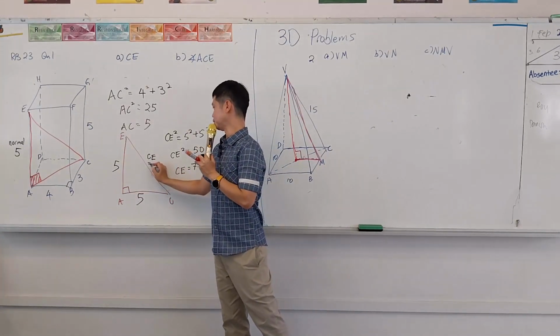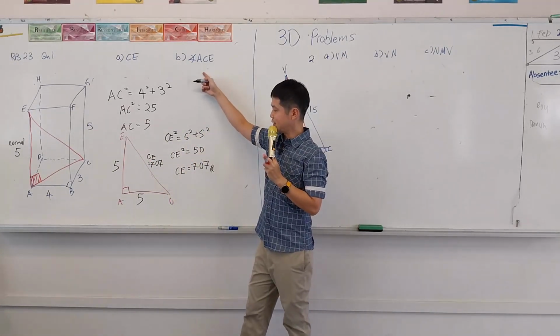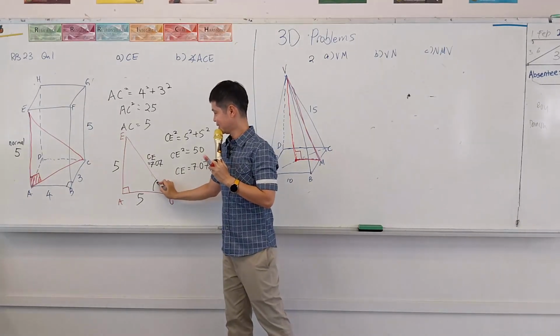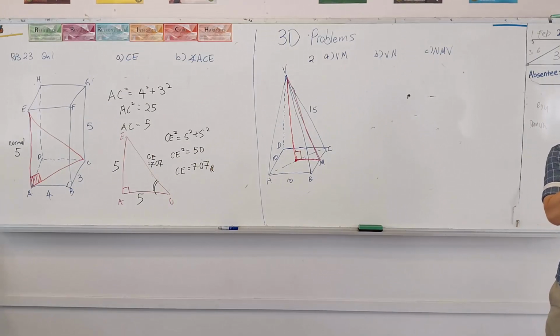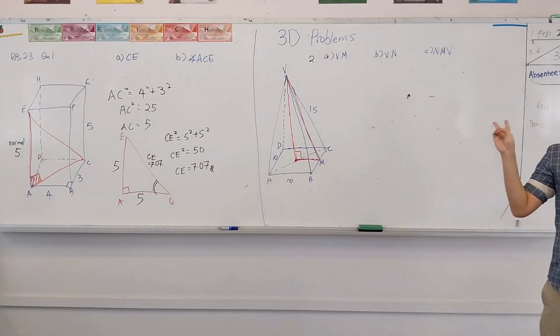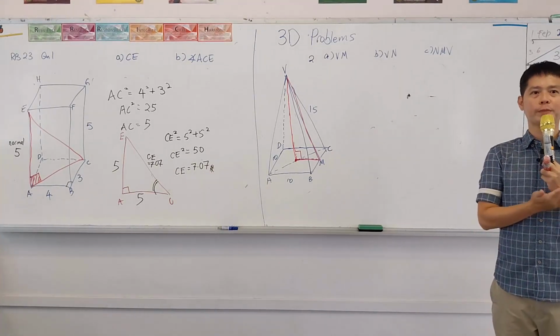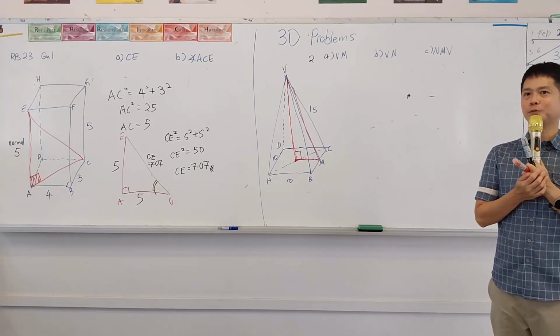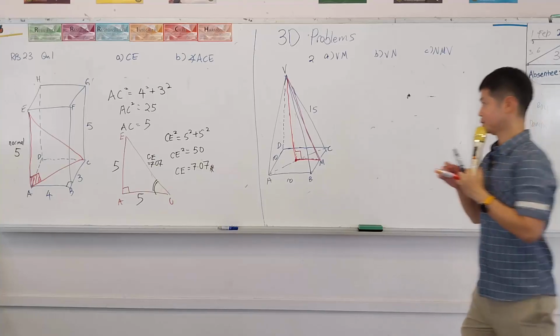Now, this is 7.07. I'm asked to find angle ACE. How do I find this angle? I got a right angle triangle. I got at least 2 lengths, right? Actually, there are 3 here, but 2 is enough already. Which formula am I going to use? Yes, we use Toa Cah Soh.